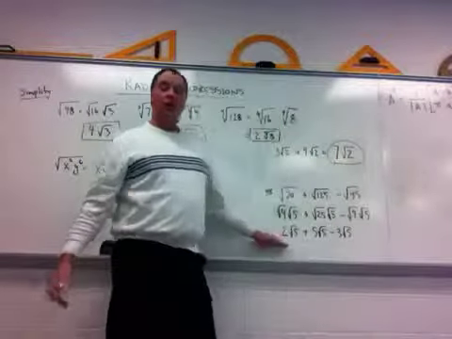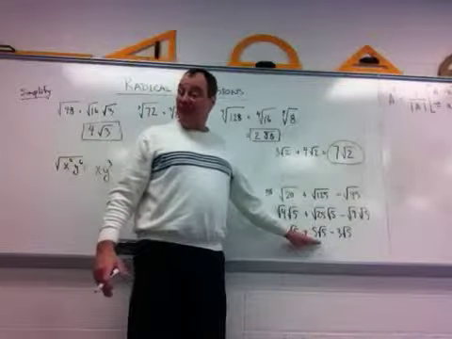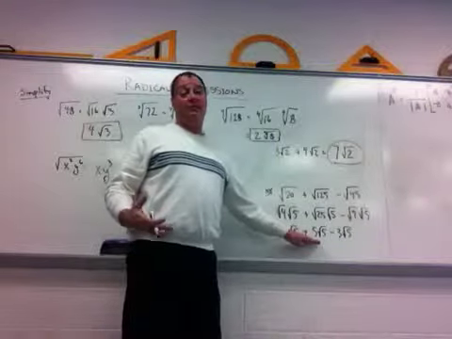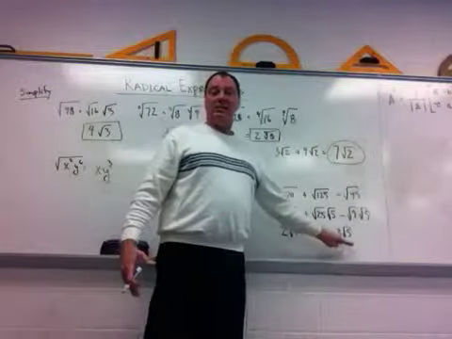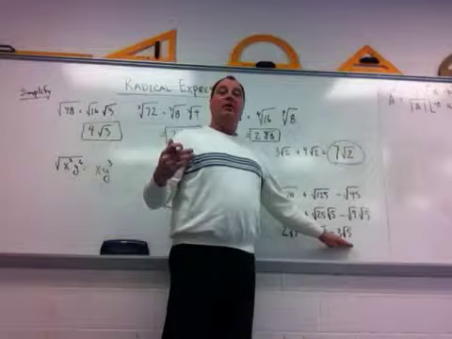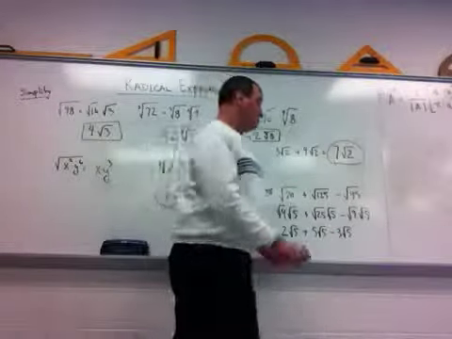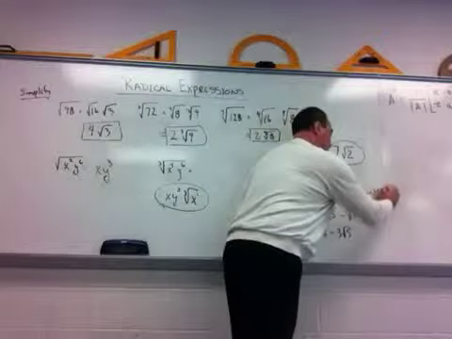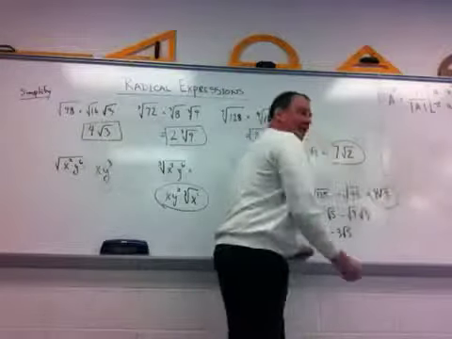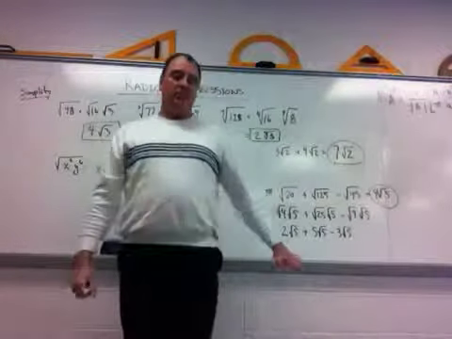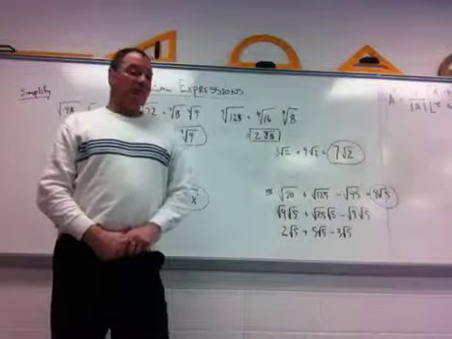So now I have 2 square root of 5 plus 5 more square roots of 5, so that would give you 7, minus 3 square roots of 5. 7 minus 3 would be 4 square roots of 5. So 4 square root of 5 would be my answer for that addition and subtraction problem, that sum.